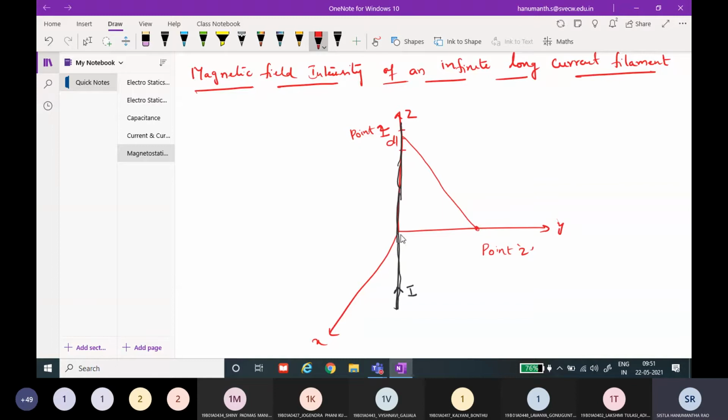And the current is, now write down. What is this? This is a_R bar. You should represent this also, a_R bar, or simply R bar. This angle I want to represent as alpha.